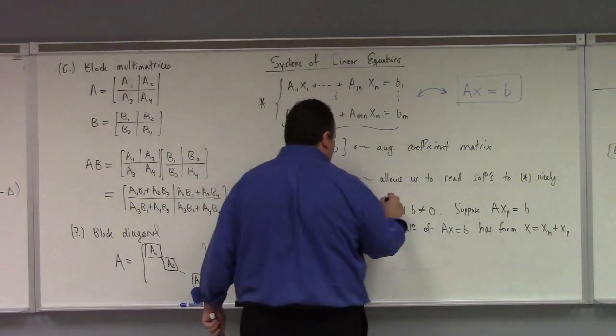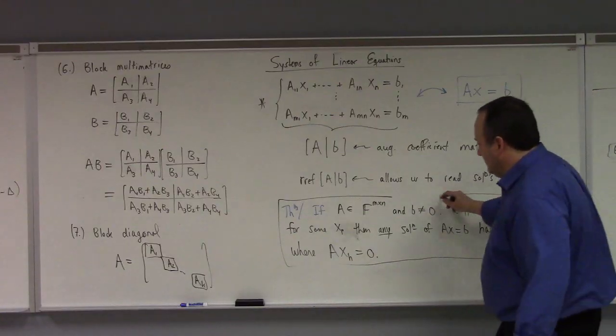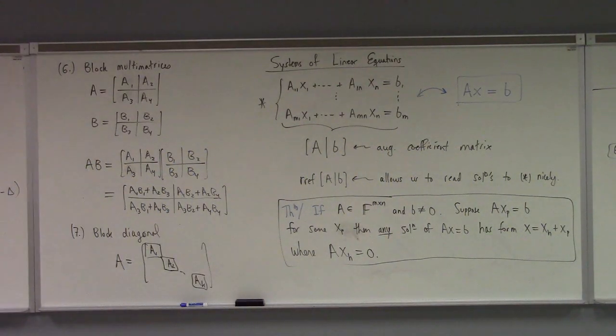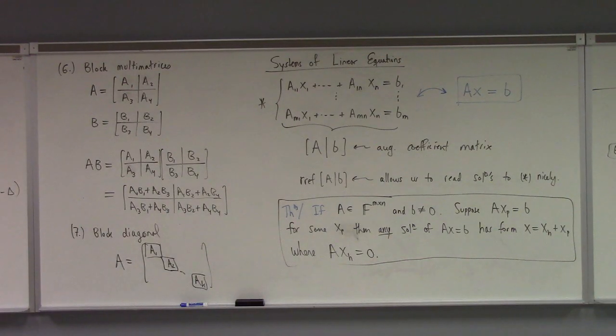Why is there an h there? What's the word we have in mind? H is for homogeneous, right? Homogeneous. So any solution to the system Ax equals b can be written as the sum of a homogeneous solution and that one particular solution that you already got.